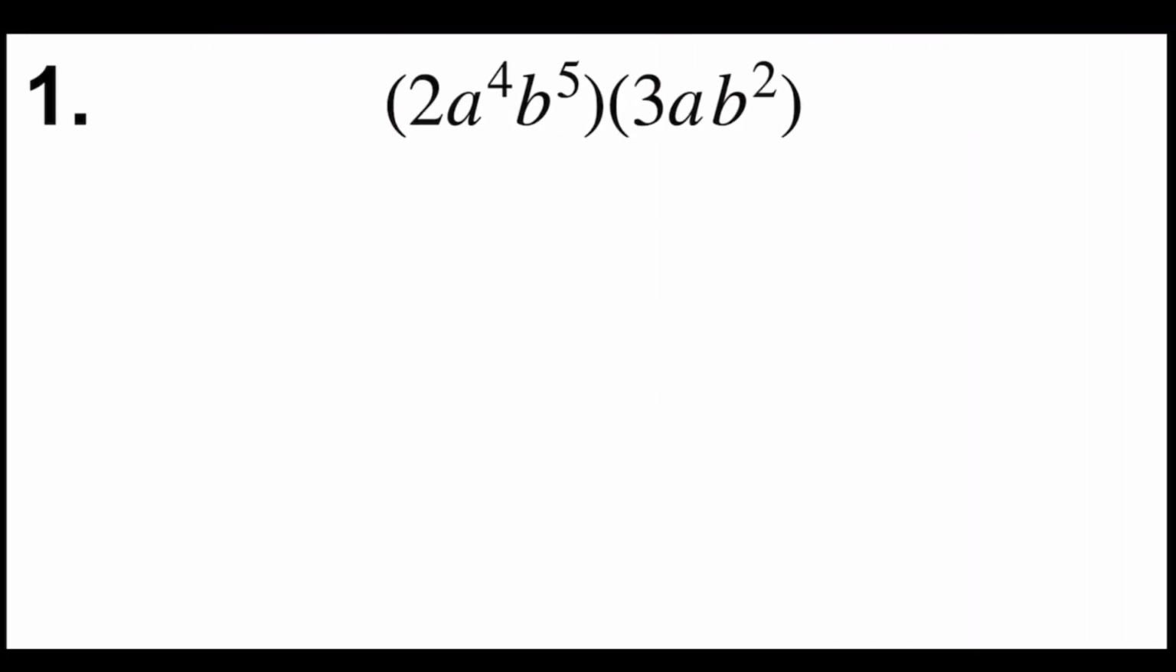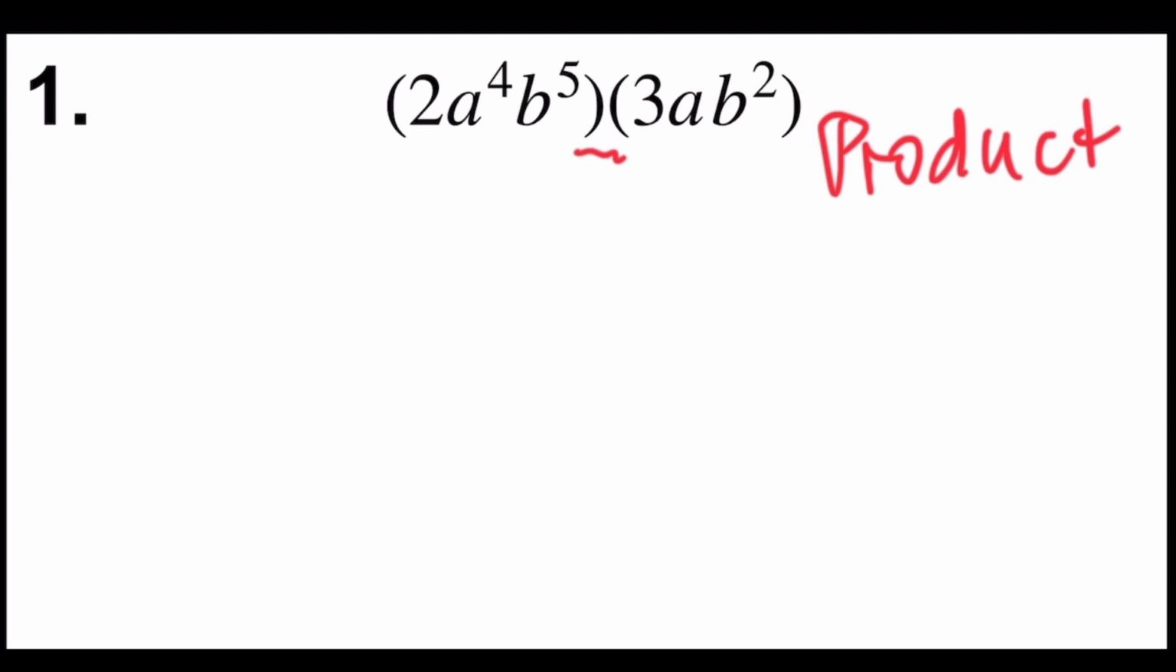Problem number 1 says 2a to the 4th b to the 5th times 3ab squared. Since this is multiplication, I'm going to use the product property. The product property for exponents says exponents with the same base, when you multiply them, you add the exponents together.